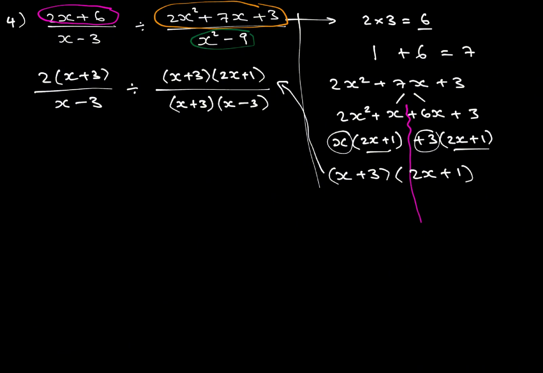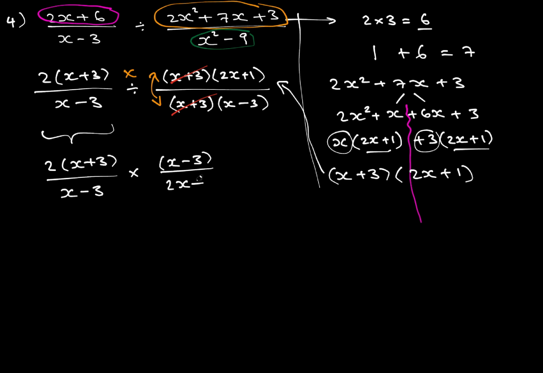Now, hopefully you can see there's a few things I can cancel out here. So I can cancel out the x plus 3 and the x plus 3. I'm going to be left with the initial fraction, which is 2 brackets x plus 3 over x minus 3. I'm going to change my sign into a multiply, and then I'm going to flip my final fraction. So I'm going to change, and I'm going to flip the 2x plus 1 over x minus 3 into x minus 3 over 2x plus 1.